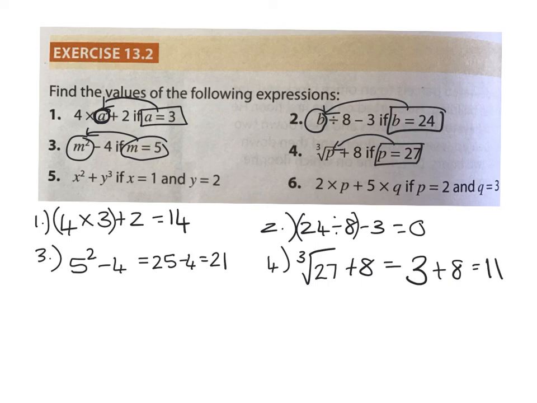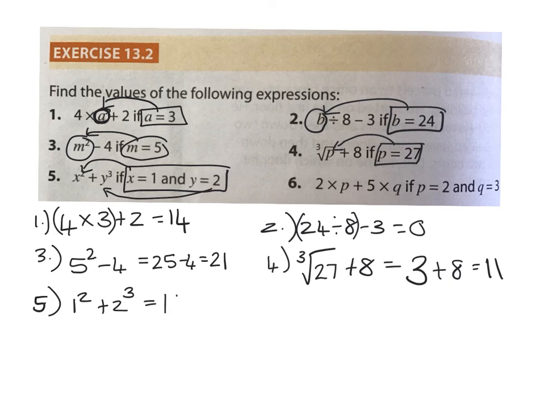Okay, number 5. Now, there's 2 substitutes. So now, 1 needs to be squared there. And for y, I need to use a 2, which I must cube. So 1 times 1 is 1. And 2 times 2 times 2 is 8. So 2 cubed is 8. And that answer is then 9.